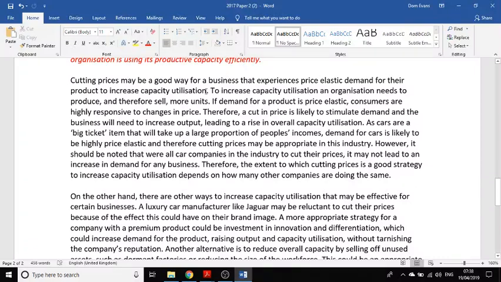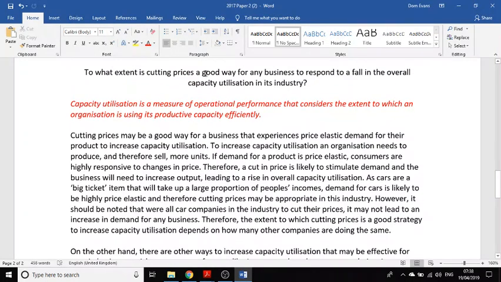So I start off by clearly signposting to the examiner that I'm answering the question, right? The question is about, is it a good way? All right, it might be a good way if a business experiences price elastic demand. Now I need to explain that. To increase capacity utilization, an organization needs to produce and therefore sell more units. If demand for a product is price elastic, consumers are highly responsive to changes in price. Therefore, a cut in price is likely to stimulate demand, and the business will need to increase output, leading to a rise in overall capacity utilization.